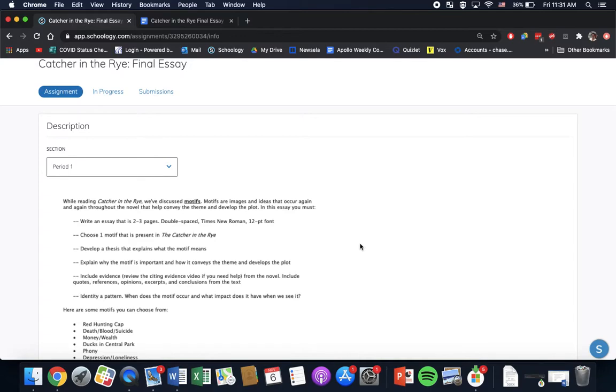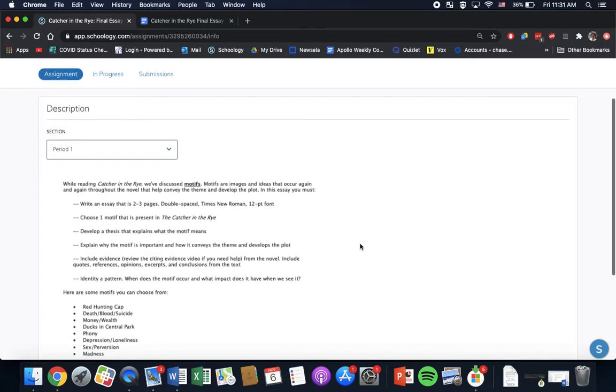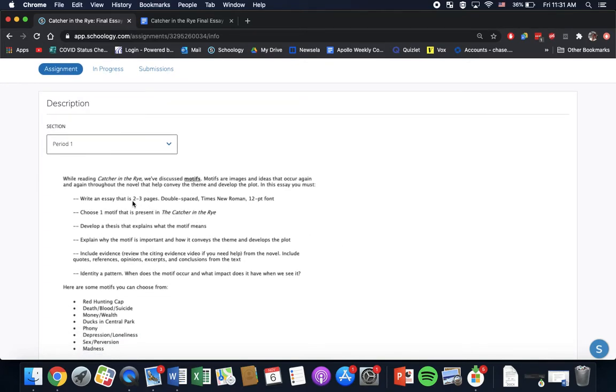So what we want you to do now is write an essay. In this essay, we want you to write 2 to 3 pages, double space, Times New Roman 12-point font. And we want you to choose one motif from Catcher in the Rye. And you're going to develop a thesis statement that explains what that motif means.